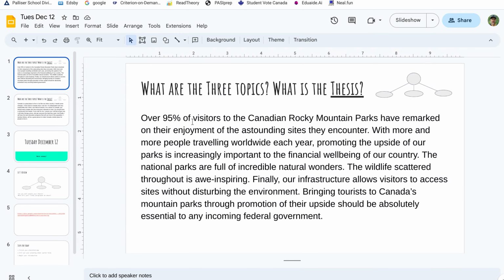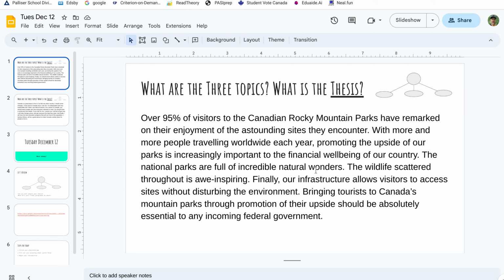Here's an example. Over 95% of the visitors to the Rocky Mountain Parks have remarked on their enjoyment of the astounding sights they encounter. So I've used a statistic hook. More and more people are traveling worldwide each year. Promoting the upside of our parks is increasingly important to the financial well-being of our country. Again, I've shown the importance. Now I'm going to introduce my three topics.